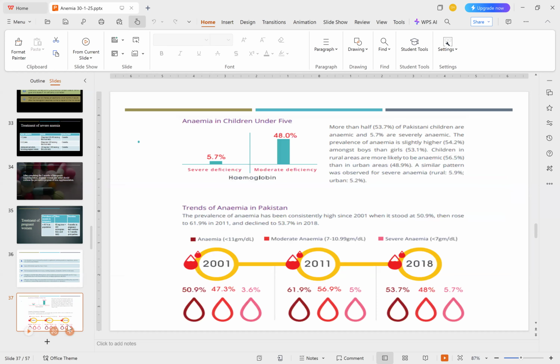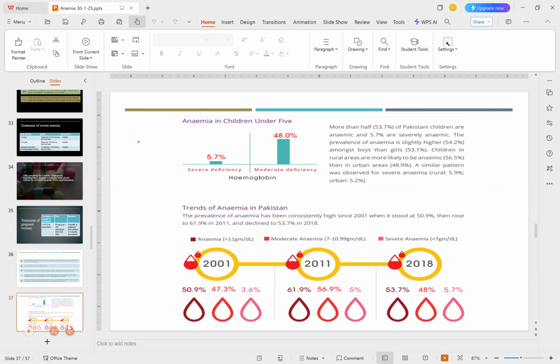This is anemia in children. Severe deficiency of hemoglobin is in 5.7% and moderate deficiency is 48%. More than half of Pakistan's children are anemic and 5.7% are severely anemic. The prevalence of anemia is slightly higher among boys than girls. Children in rural areas are more likely to be anemic than in urban areas.